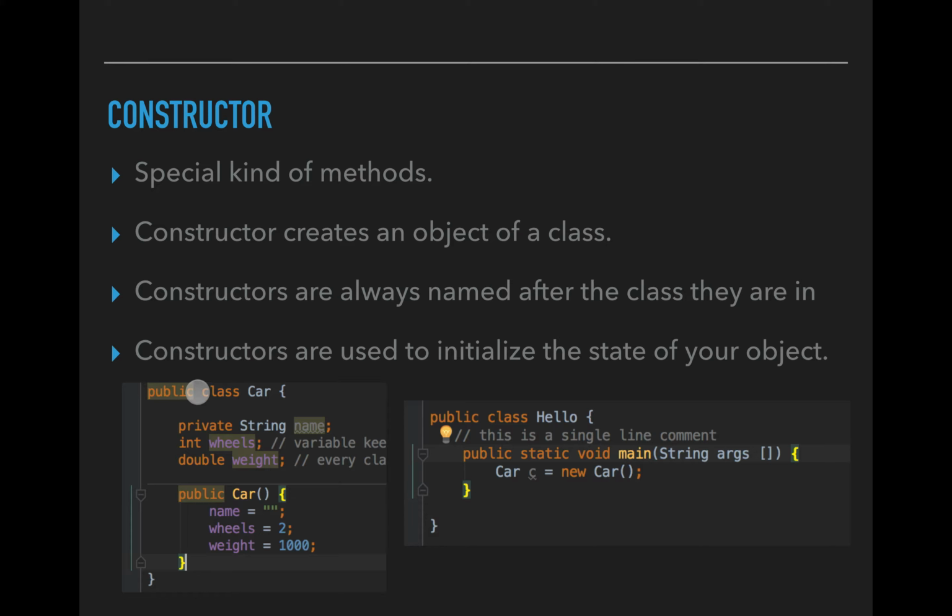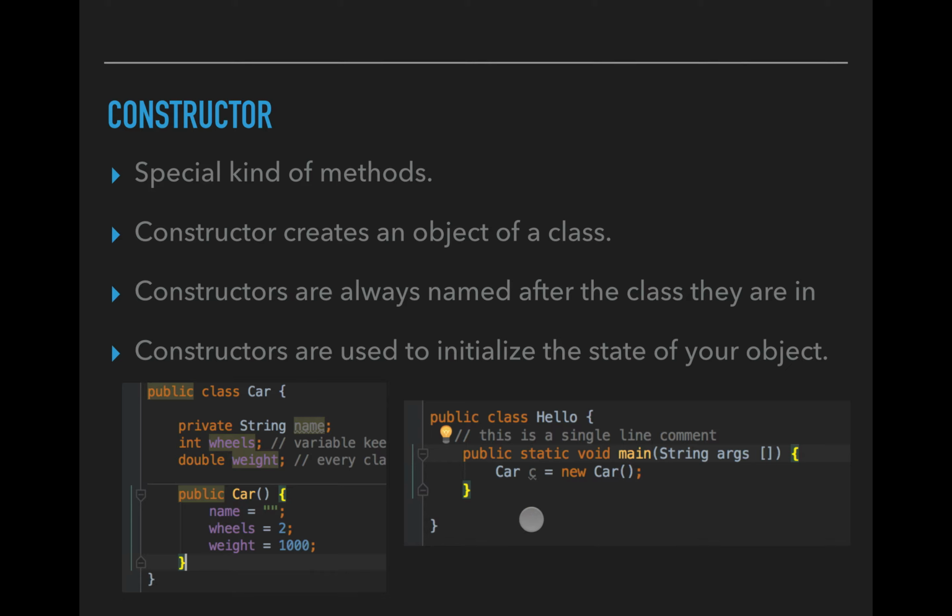Below I have, in the far left corner, a class of car. It has three variables: name, wheels, and weight. Then I have a constructor which is named after the class. A constructor is simply a method named after the class it is in. In this case, it is named car. A constructor is the initializer of a class. When an object is created, like on the right here, new car, the constructor is run.